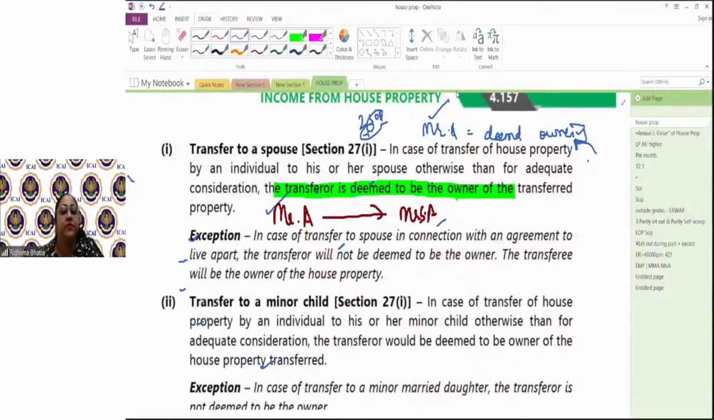So in section 27, the first aspect is deemed ownership, where the property is transferred to the spouse without adequate consideration. In that case, the transferor would be considered the deemed owner, even if the legal title is in the hands of the transferee. But the exception is when a property is transferred under an agreement to live apart, or where the spouse gives the full consideration from her own source funds to the transferor. Then in those cases it would not be considered deemed ownership.